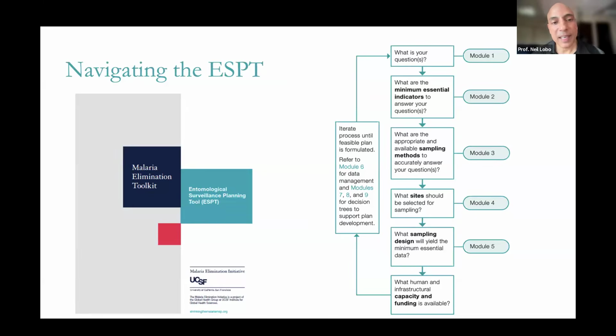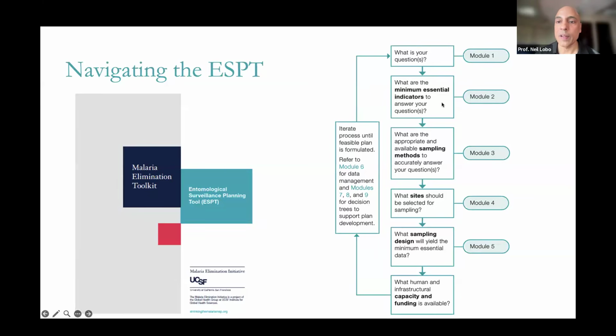Perfect. So, navigating the ESPT, the Entomological Surveillance Planning Tool. Now, this framework that you see on your right can actually be applied to anything, and I absolutely use this for designing research studies as well. The first step is, what is your question? What are you trying to answer? What is the decision you are trying to make?